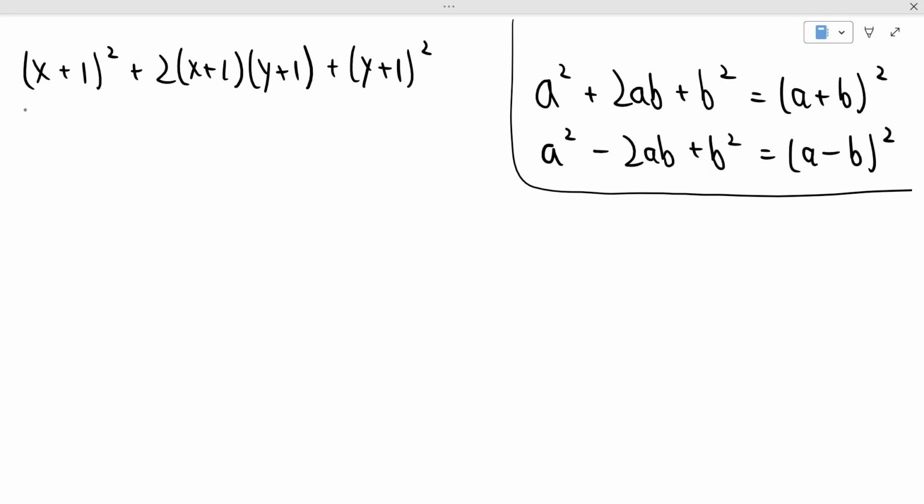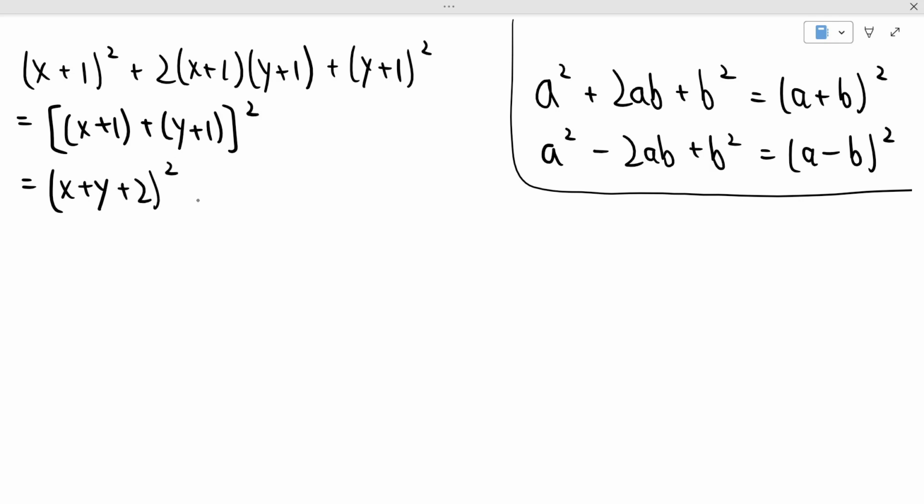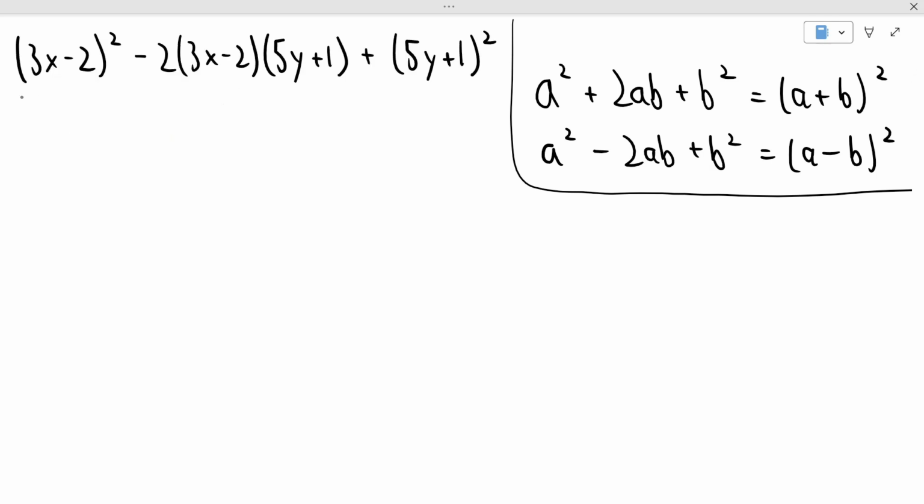So the entire expression can be rewritten as x plus 1 plus y plus 1 all squared. And we can simplify this further by rewriting it as x plus y plus 2 all squared. And this is our factored expression. So let's look at this example.